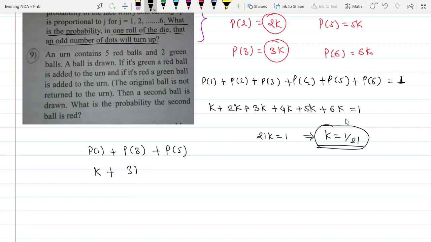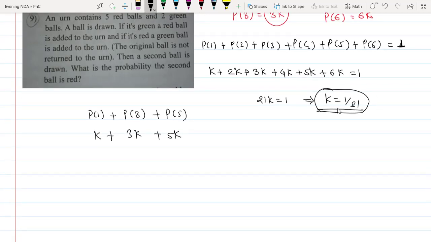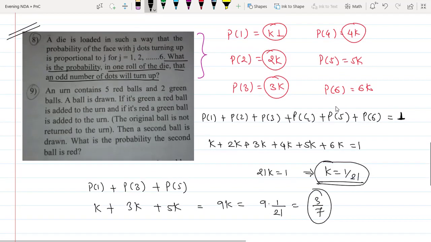3 means it's a 3k, and 5 means what? It's a 5k. And the proportion, that is the value of k they have given. So it is nothing but 3 plus 1 is 4, 4 plus 5 is 9, so it is 9k, which is nothing but 9 into k value, 1 by 21, which becomes 3 by 7. So this is my answer for the question. Is this okay, Aditya? Yes, sir.